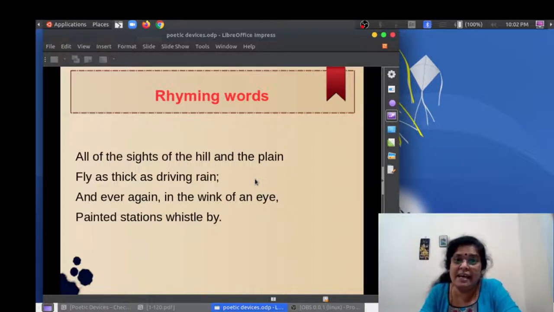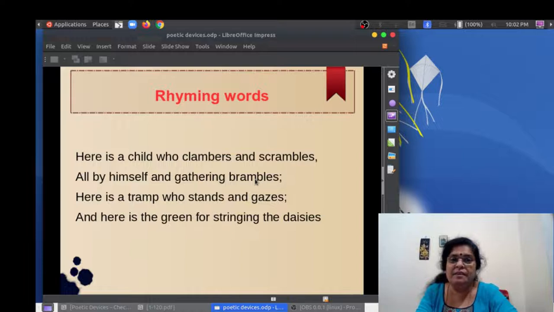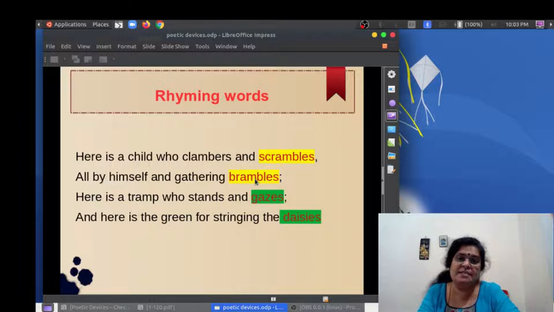Pause the class and write down the rhyming words in your notebook. Ready? Now check your writing. Plain, rain, the first pair. Second pair, I, buy. Now go to the third stanza and write down the rhyming words. Pause the class here and write them in your notebook. Shall we check your writing? Scrambles, brambles, gazes, daisies.